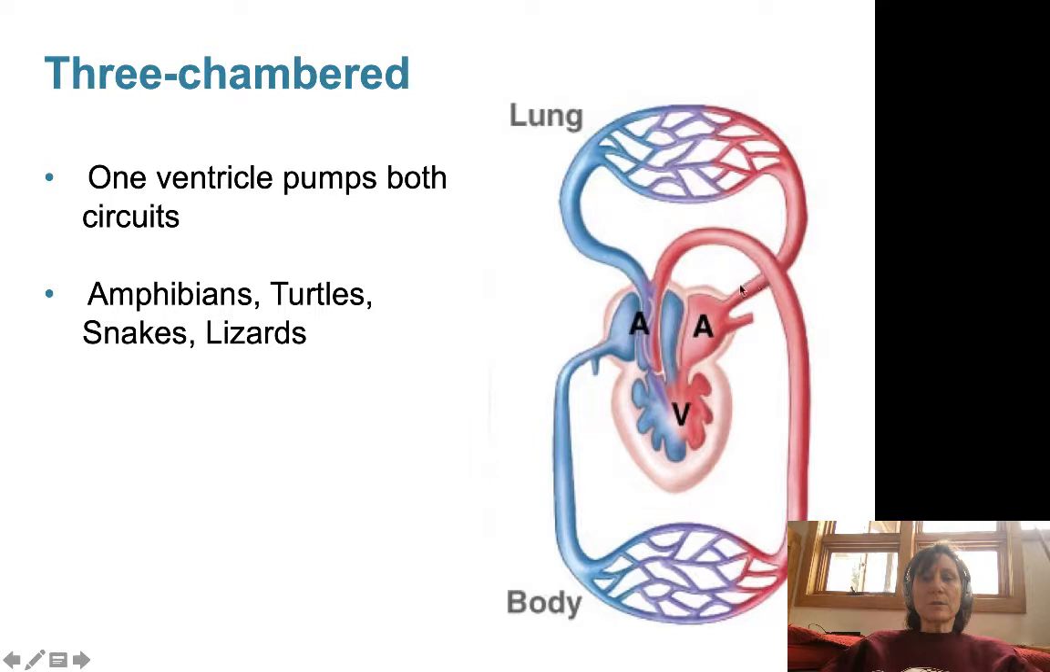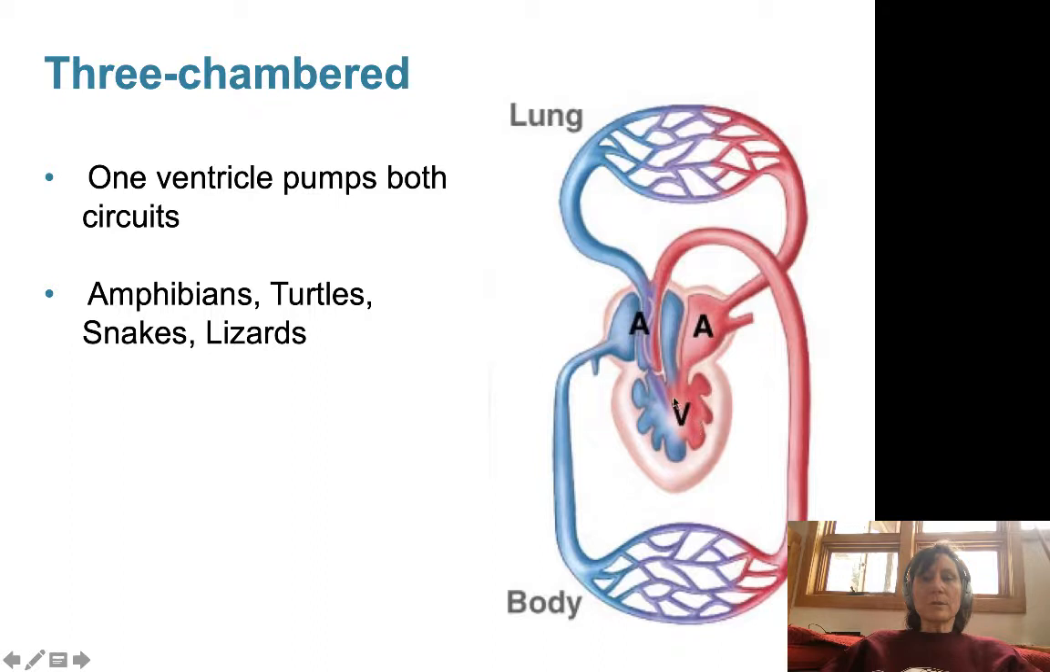comes back to the heart and goes into the left atrium. And I know on your screen it looks like right, but remember we're thinking anatomical left. So it goes into the left atrium, back into the ventricle, and then gets pumped out to the body. So what will happen is you will get some mixing of oxygenated and deoxygenated blood in the ventricle.